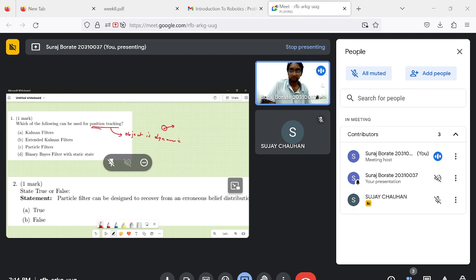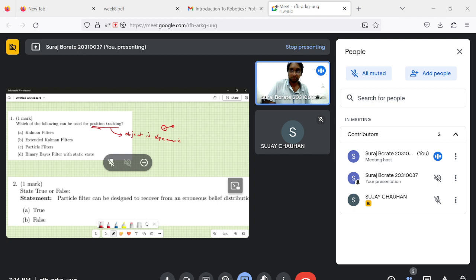Markov localization algorithm is computationally more expensive compared to the Kalman filter. What do you think? Sir, I think true. Why? What is the thinking? Because Markov localization has position tracking, this mass distribution, and partial knowledge, global localization.